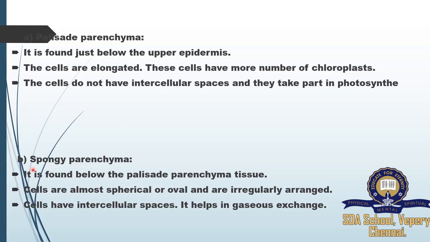Next, spongy parenchyma. What is spongy parenchyma? It is found below the palisade parenchyma. So below the palisade parenchyma, the spongy parenchyma is fixed in this tissue. Cells are almost spherical or oval and are irregularly arranged. Here the shape may be oval or spherical, but they are arranged in an irregular way.